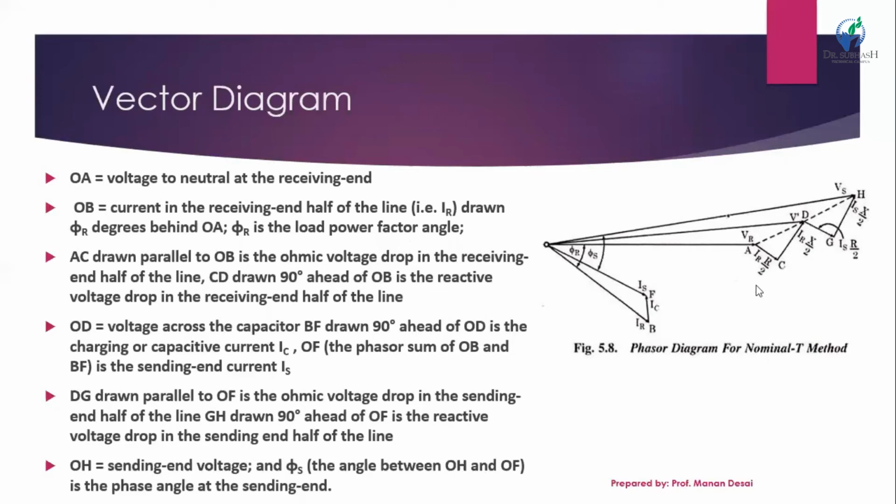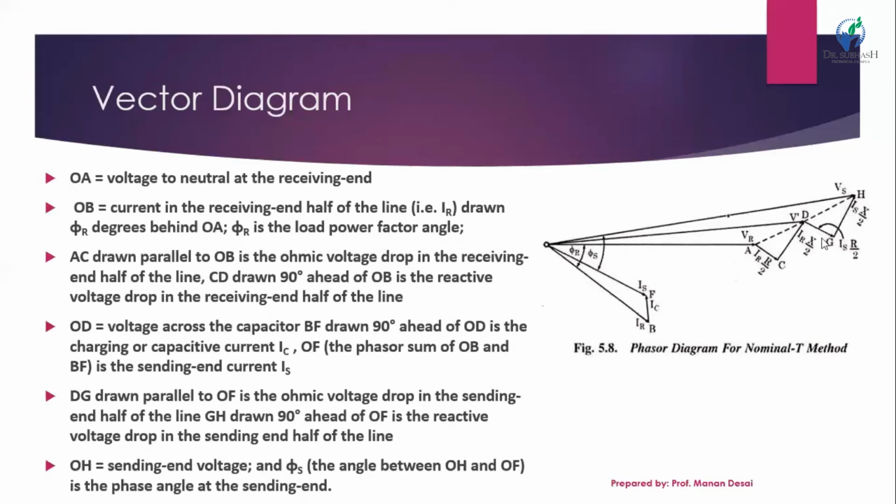Now AC is drawn parallel to OB, the ohmic voltage drop in the receiving end half of the line. CD is drawn 90 degrees ahead of OB, the reactive voltage drop in the receiving end half of the line. So this is the IR loss, this is the reactive loss, again this is the IR loss, and this is the reactive loss. So we have the resultant vectors.